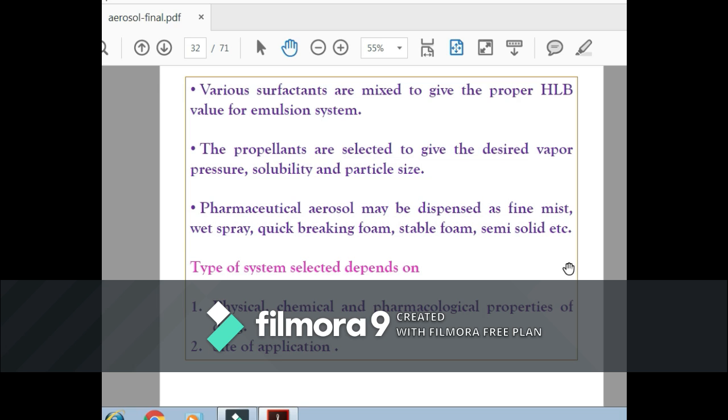Then when we are mixing your propellant plus your active ingredient and your solvent, that mixture is called a particular type of system. So depending on the solubility of the drug and your propellant, we may have different types of systems, or the product concentrate may have different types of systems. So what are those systems? Those systems are the two-phase system or three-phase system.